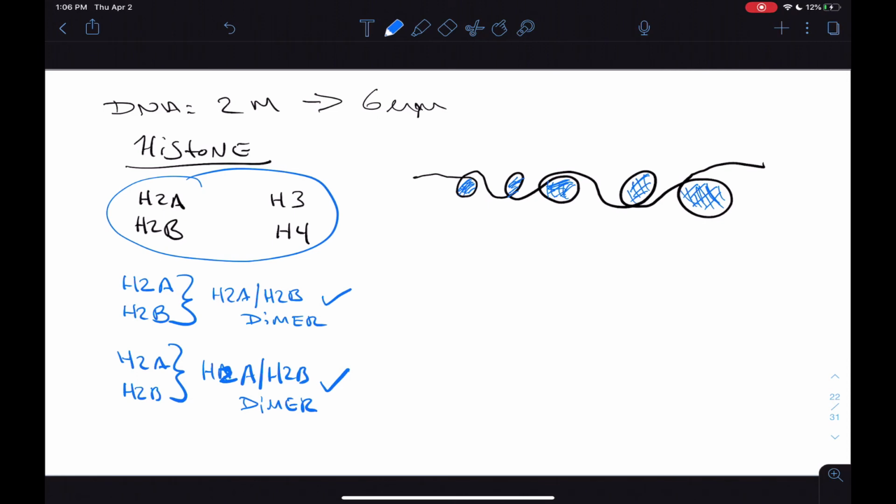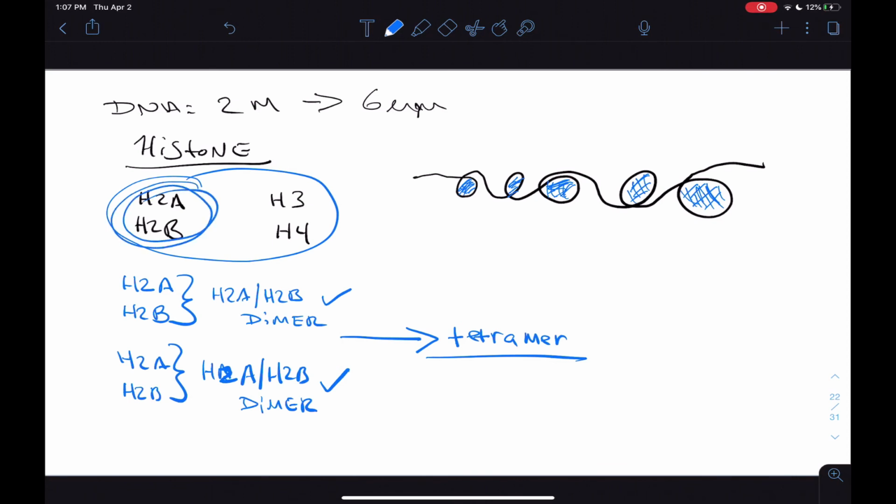Now these two dimers form what's called a tetramer. So now we have an H2A, H2B tetramer. Remember, we have 4 different types of histone proteins, and so far we just went over these.